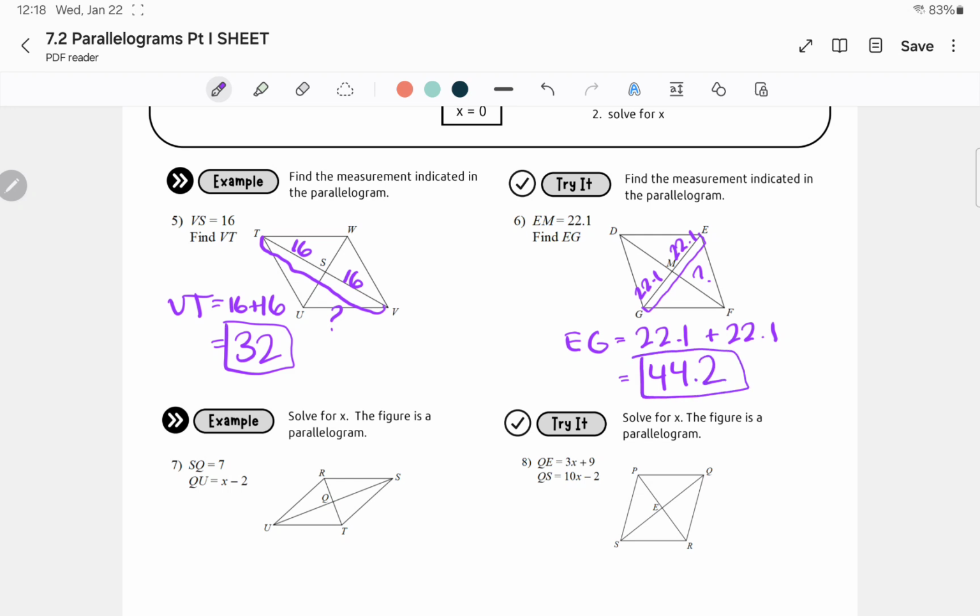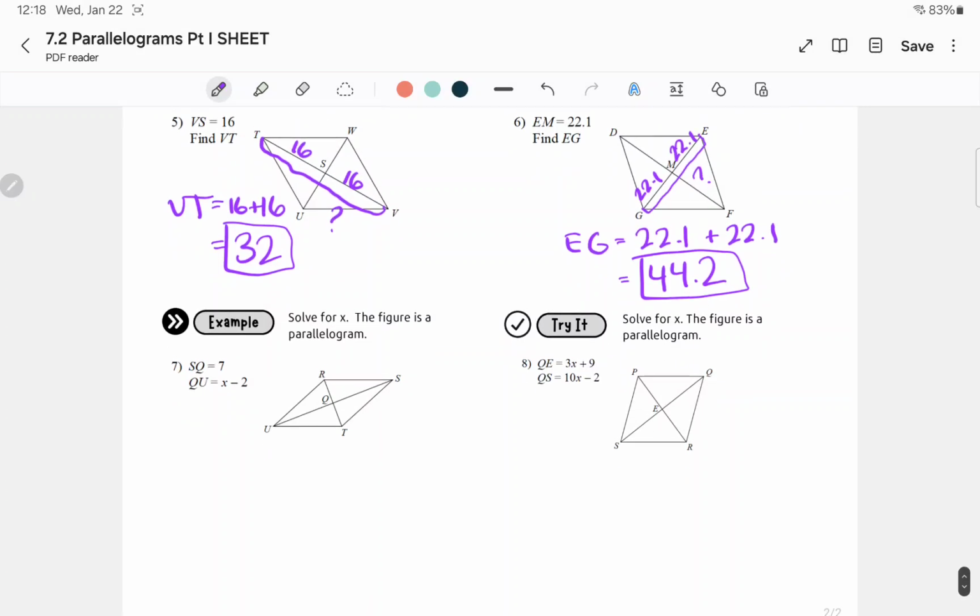All right, so now we're getting into equations, but again, same concept. So still label your drawing, and that's going to help you set up the equation. So it says SQ is 7. So that means this part from here to here is 7. And then QU is x minus 2. So I know these lengths are equal to each other. So that means x minus 2 is equal to 7. And all I have to do is add 2 to both sides. And x is equal to 9.